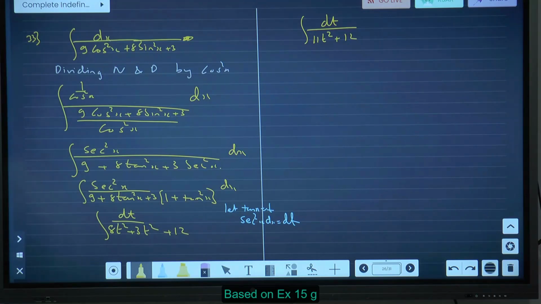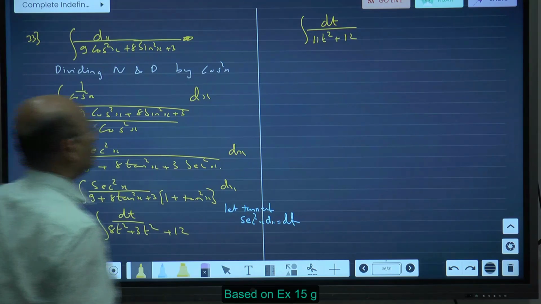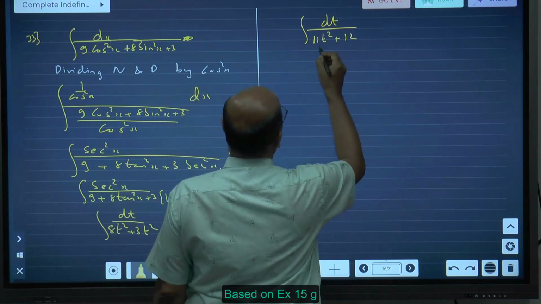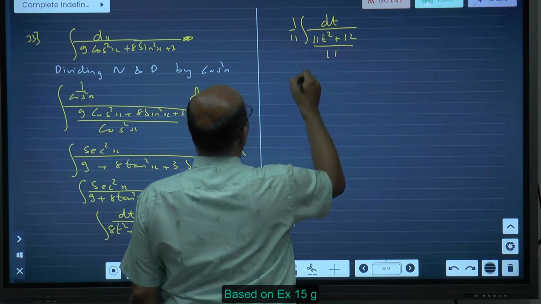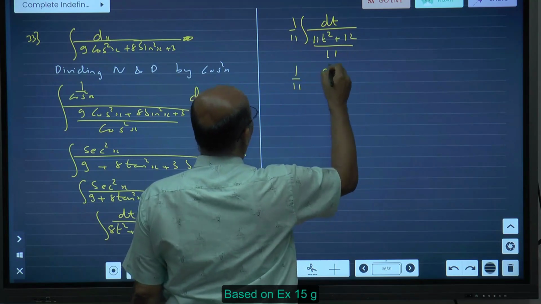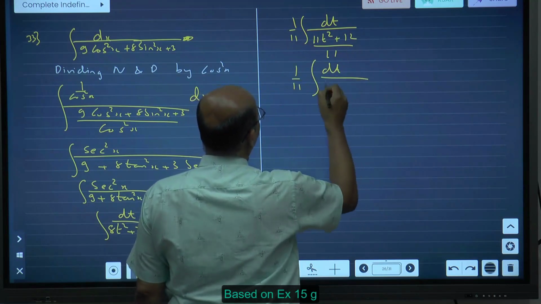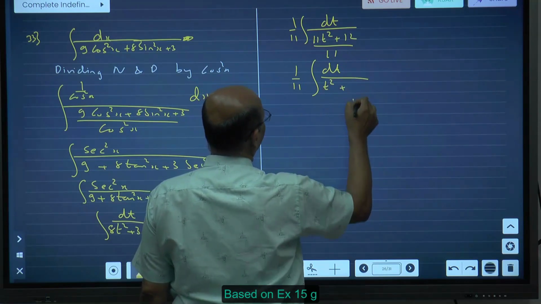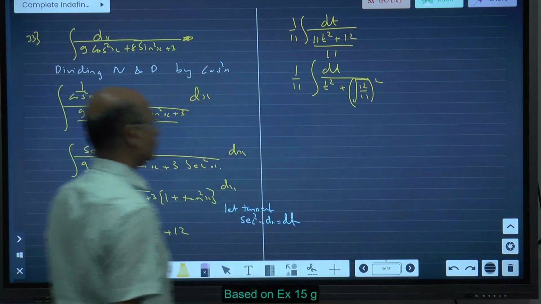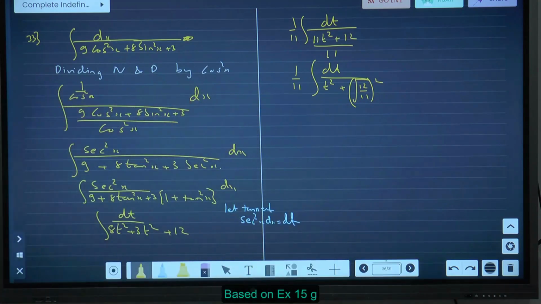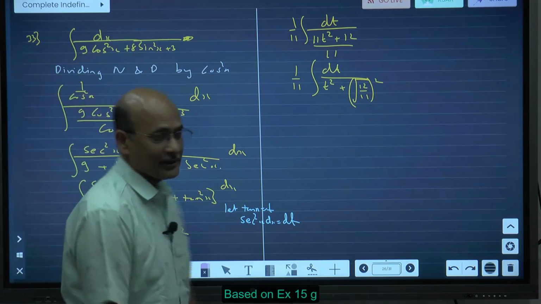Yeah, let us see now. Okay, what happens now? 11t square, let me do this, divide by 11, multiply by 11. So 1 by 11 dt upon t square plus 12 upon 11 whole square. Okay, so let us do this now.